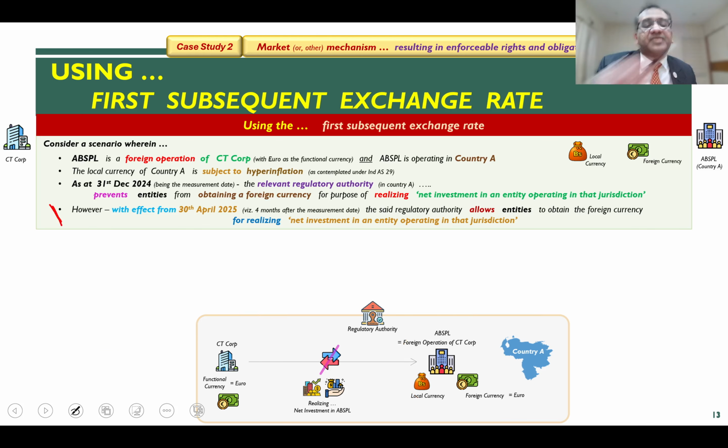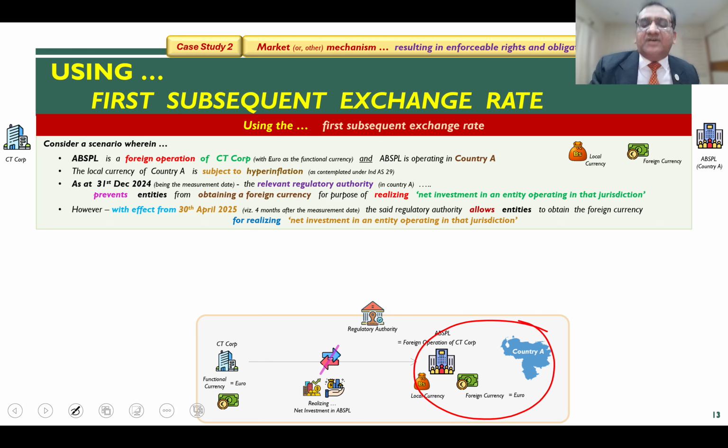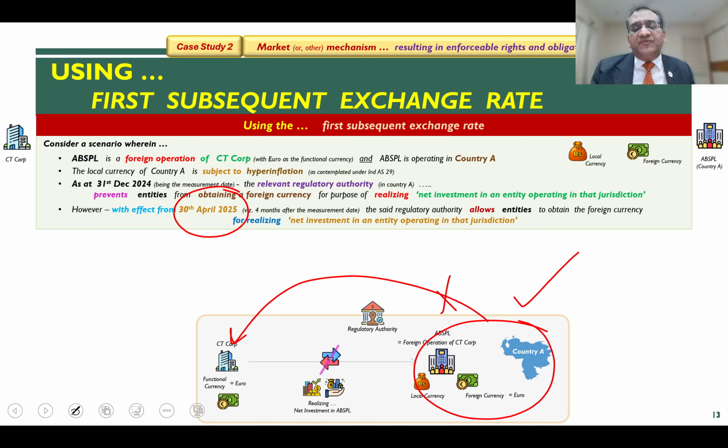However, last point. However, with effect from 30th April, that means 4 months from here, 31st of December being the year-end date or the measurement date, the said regulatory authority allows entities to obtain the foreign currency for realizing even the net investment in the foreign jurisdiction. That means what? The restriction that was there as of 31st of December has been lifted as of 30th April, 4 months later.